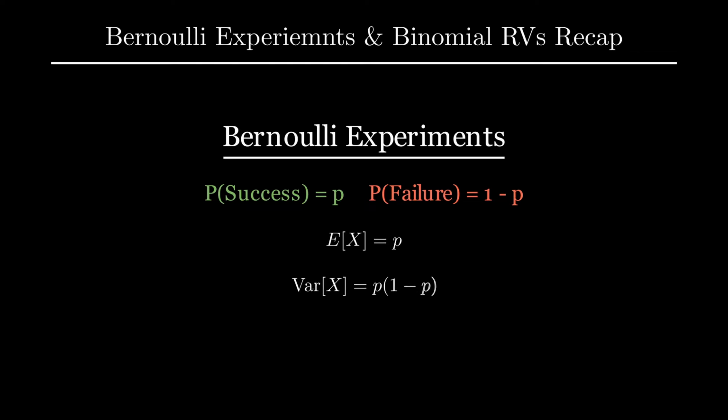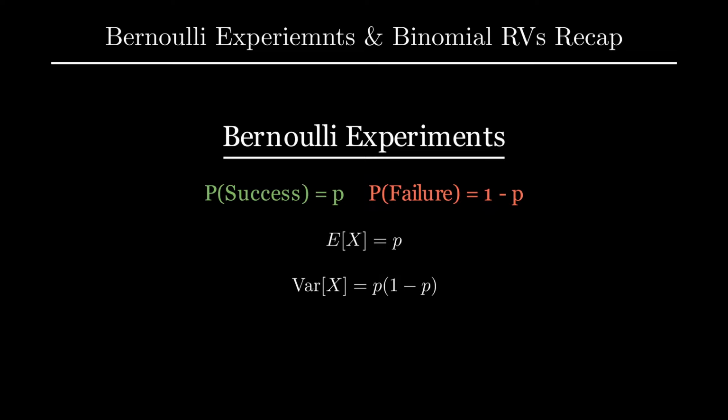In this video, we're going to be learning about the Poisson distribution. A Bernoulli experiment is one in which there can be a success with probability p or a failure with probability 1 minus p. In a previous video, we learned that the expected value of this experiment is p and the variance is p times 1 minus p.